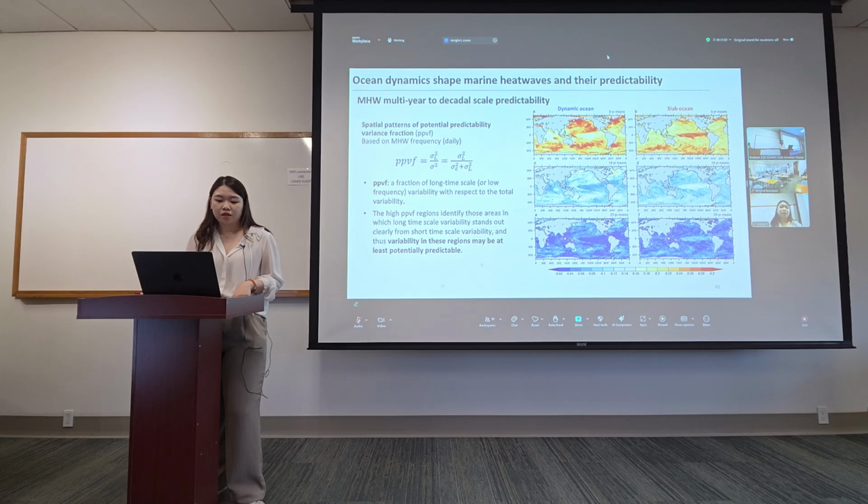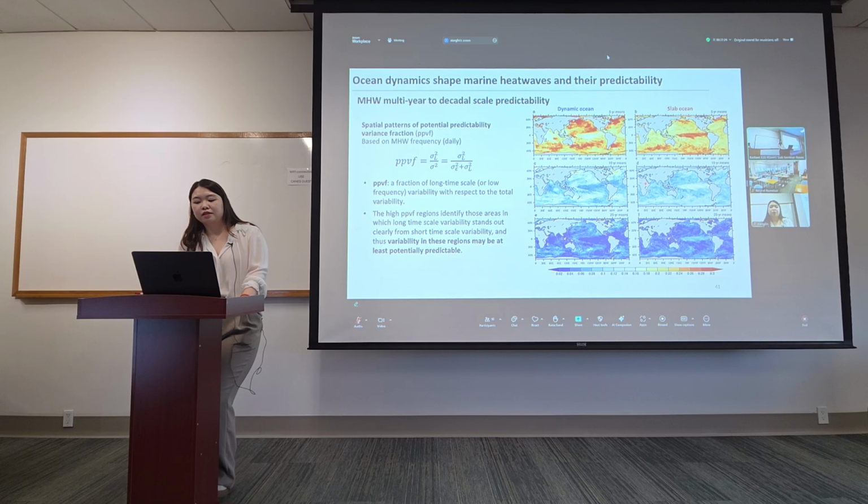To test this, we use the spatial patterns of the potential predictability variance fraction, which we call the PPVF. The PPVF measures how much of the variability comes from the lower frequency timescales. If you look at these figures, the first column is the dynamic ocean, the second column is the slab ocean, and from top to bottom I chose 5-year, 10-year, and 25-year running means.